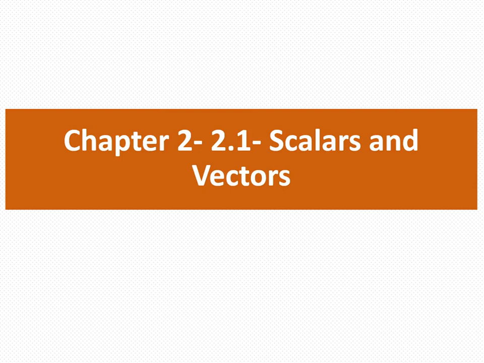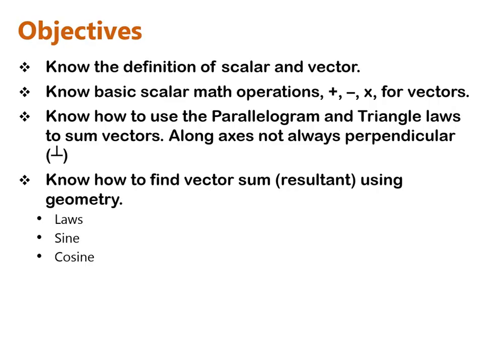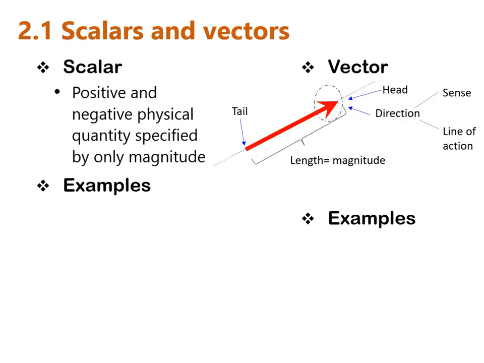So in this chapter, we're going to look into scalars and vectors. The objectives of this course: you'll be able to know the definition of scalar and vector, know the basic scalar math operations, addition, subtraction, multiplication for vectors, and we'll know how to use the parallelogram and triangular laws to sum vectors. Then along axis, not always perpendicular. Know how to find vector sum using geometry laws, sine and cosine.